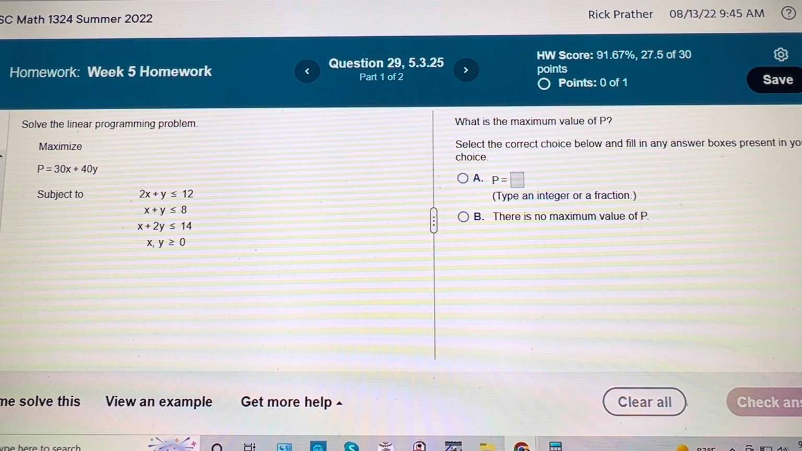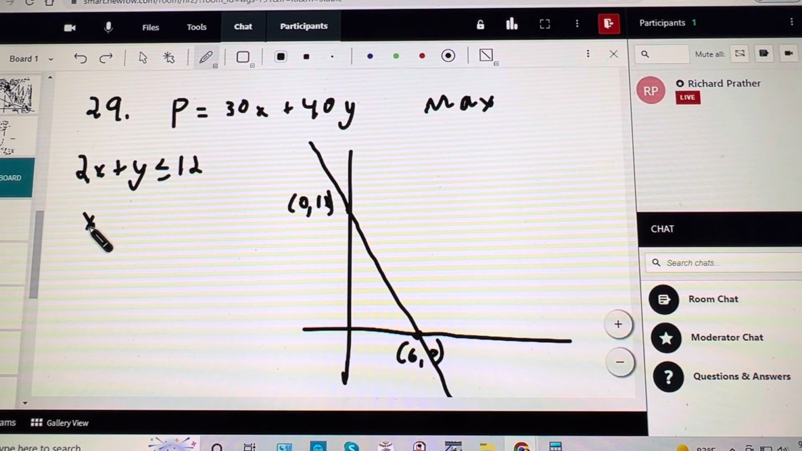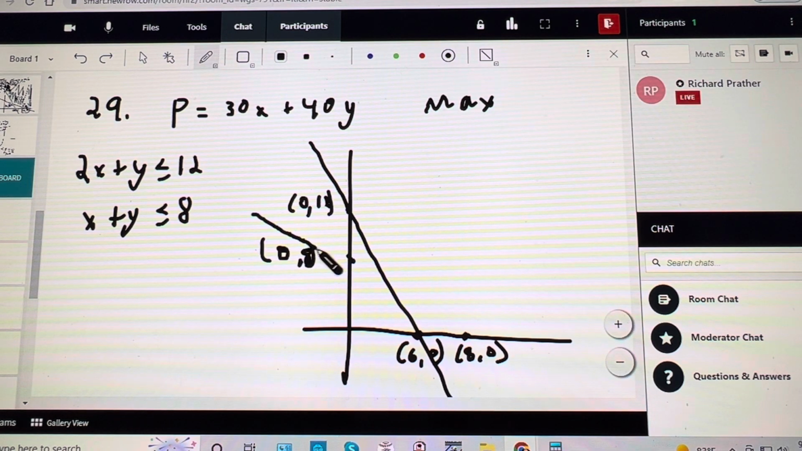x plus y is less than or equal to 8. So both of them are 8 then, so 8, 0, and 0, 8. So now we're in this little quadrilateral slot, but then there's going to be a third one.